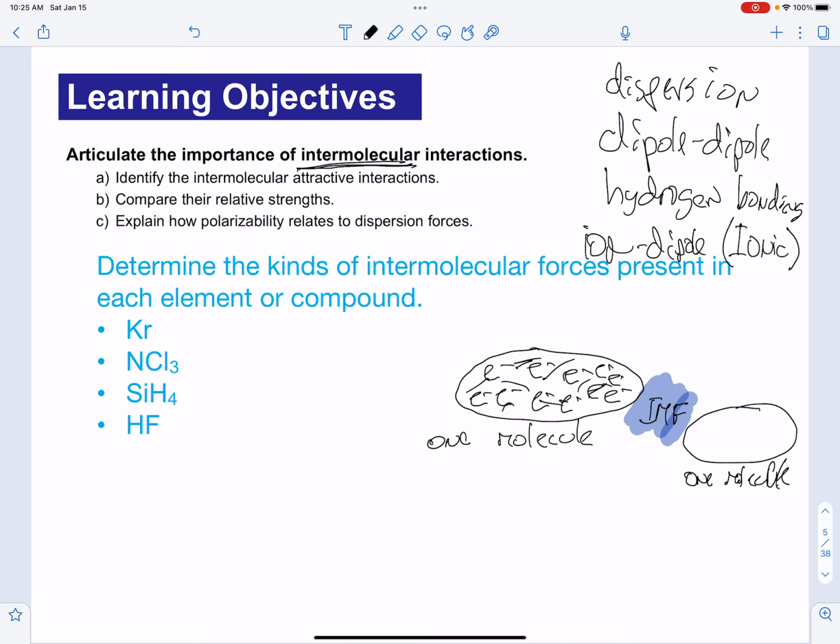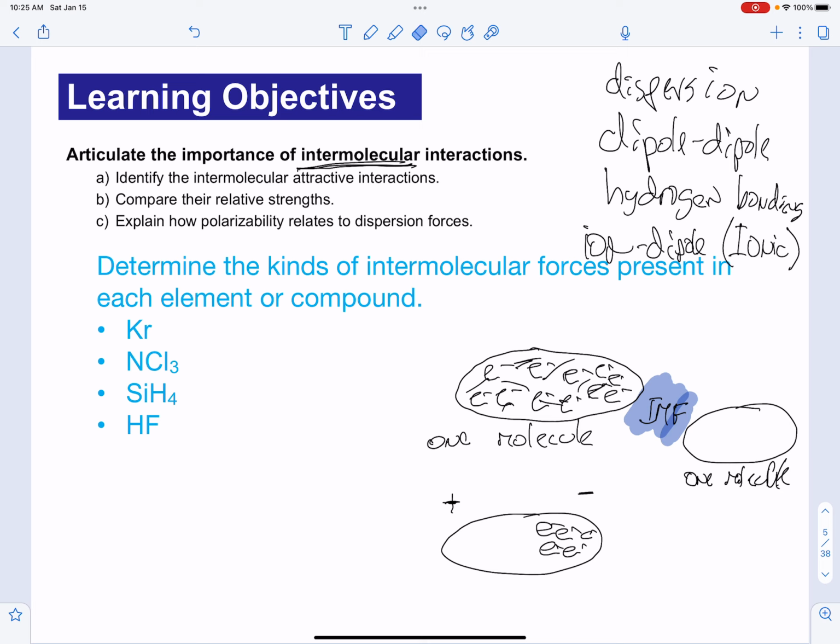So the electrons are always moving. So what happens is just based on probability, I have a molecule and all the electrons in a nanosecond happen to be to one side only. Well, at that particular time, this side becomes more negative than this side. By default, this one becomes more positive.